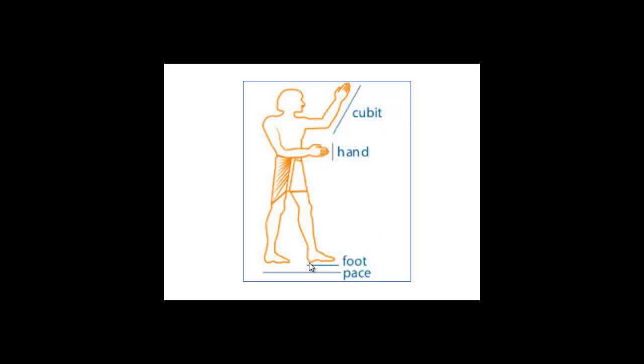A foot is the length of a foot. The length of a person's stride is a pace. An inch, in fact, was based on the width of King Henry VIII's thumb.